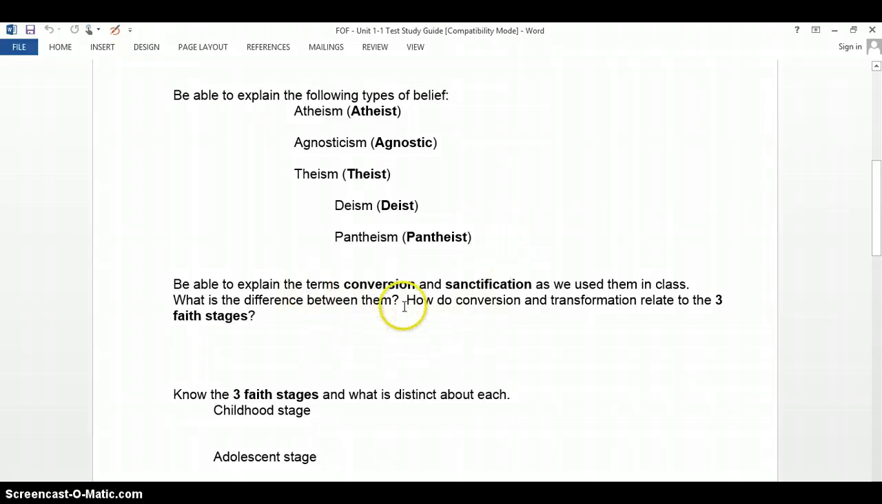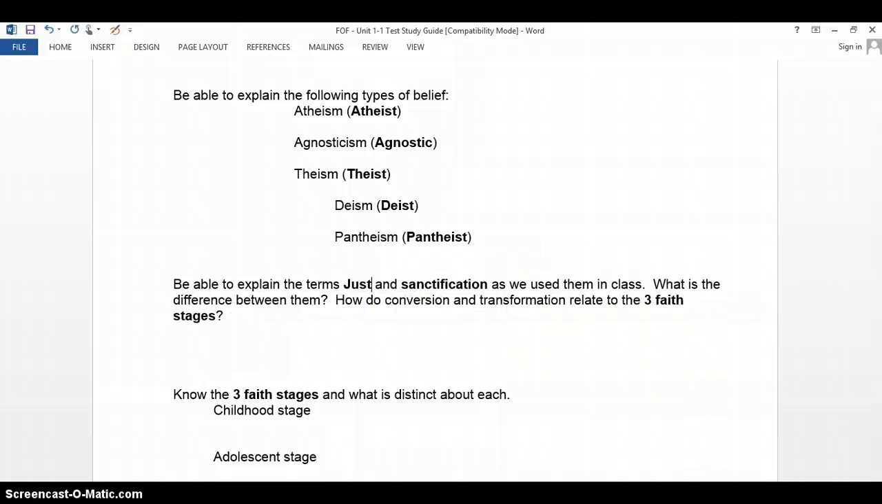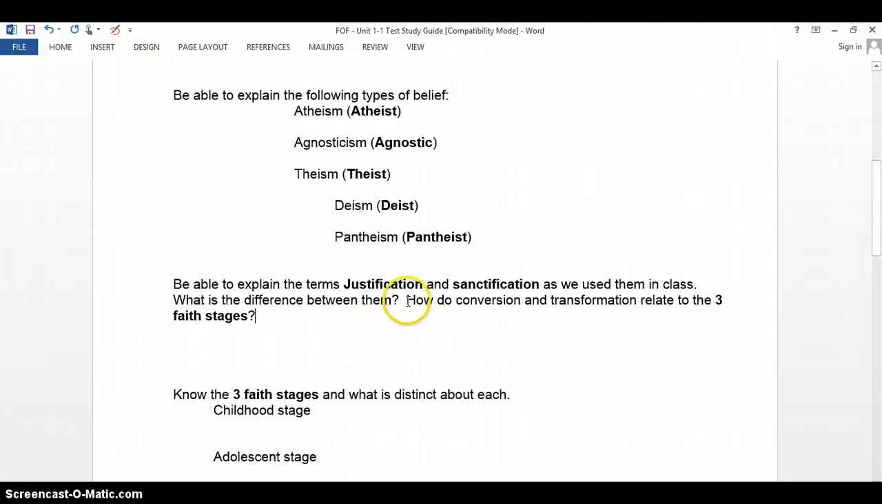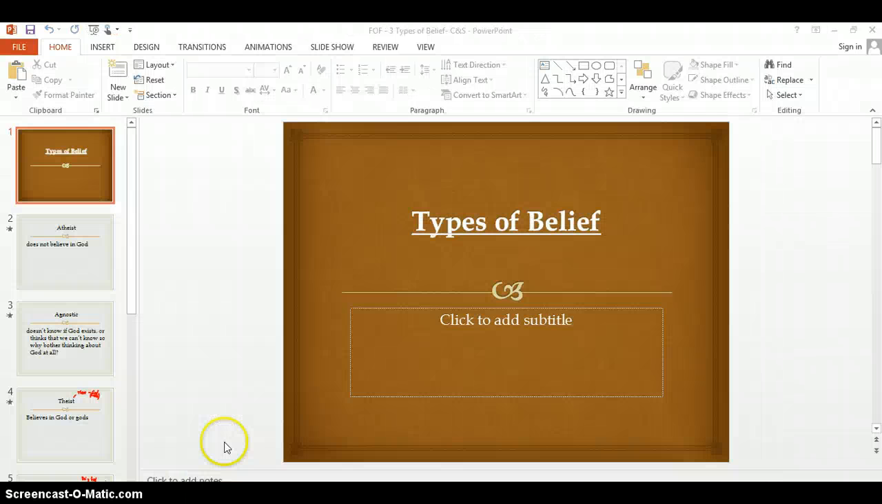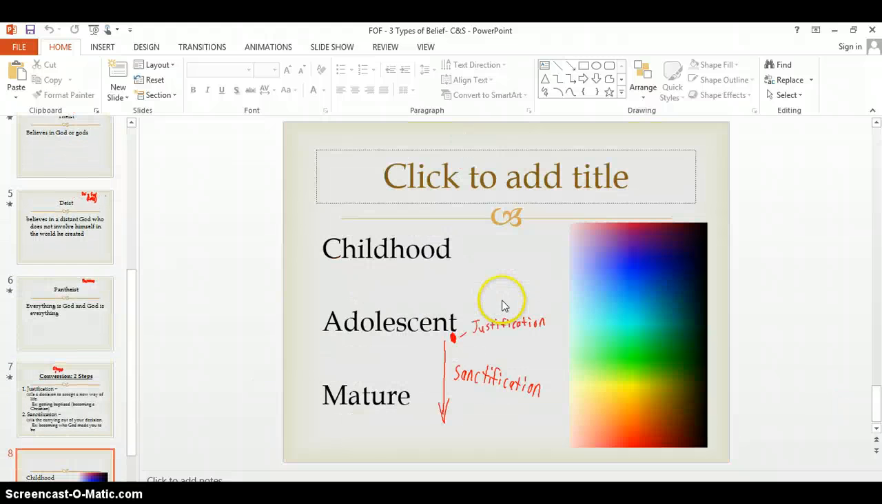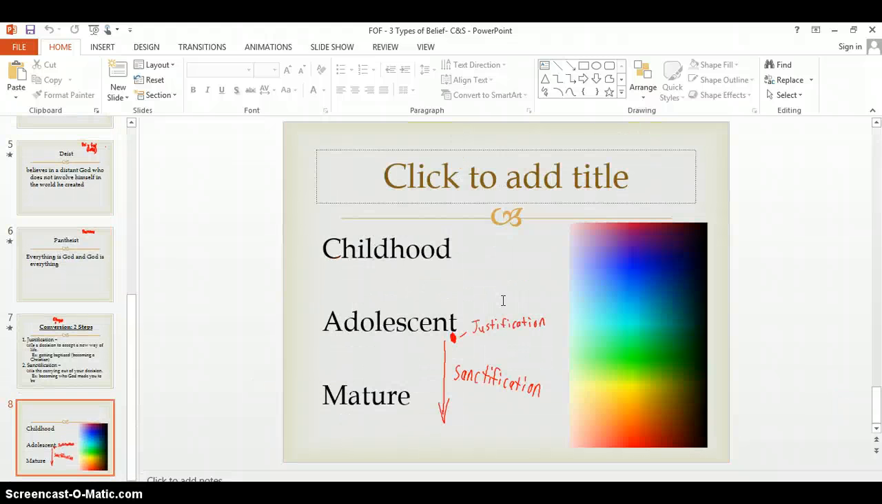All right, be able to explain the terms conversion and sanctification as we use them in class. What's the difference between them? Now, I made a little mistake here. What I should have put here is the word justification. These are 2 types. These are 2 parts or 2 steps to conversion. So if you go to number 3 on the notes, the very last thing that we talked about is conversion.